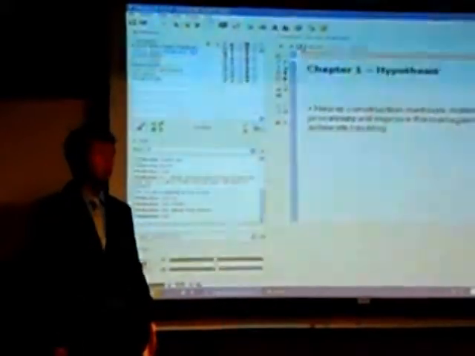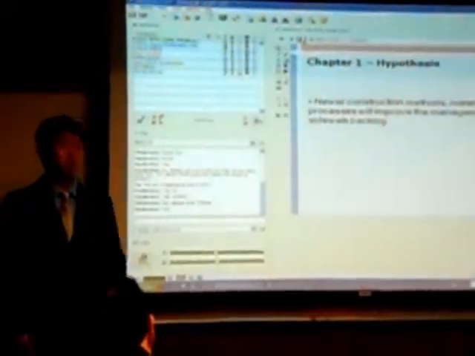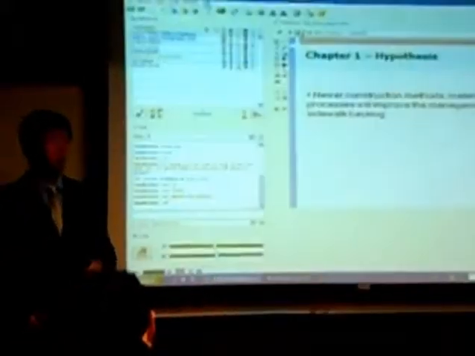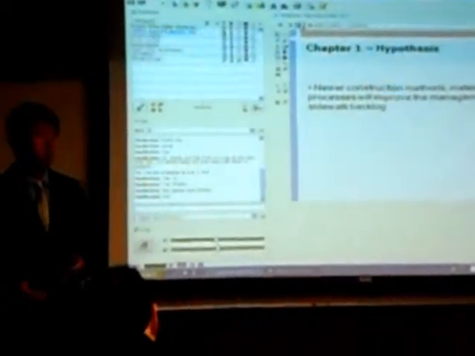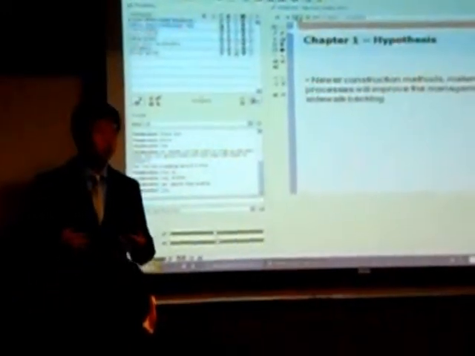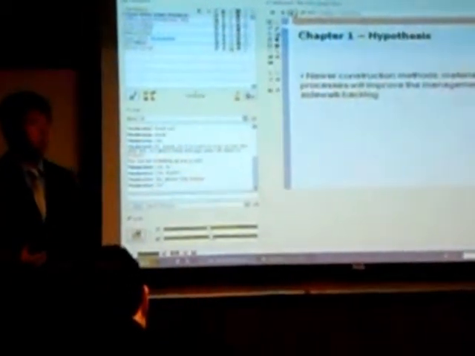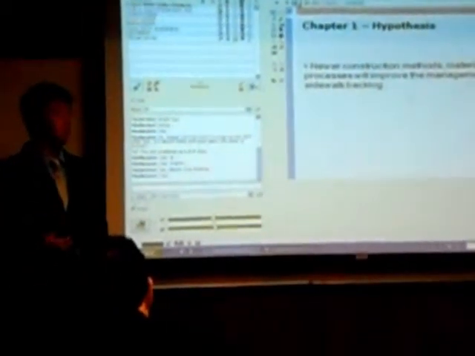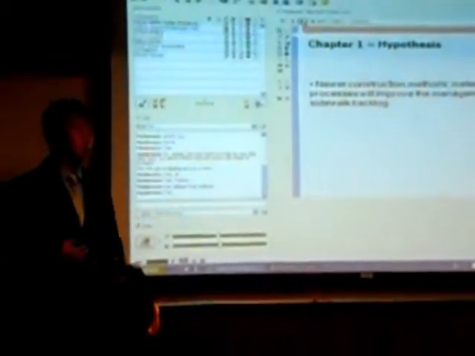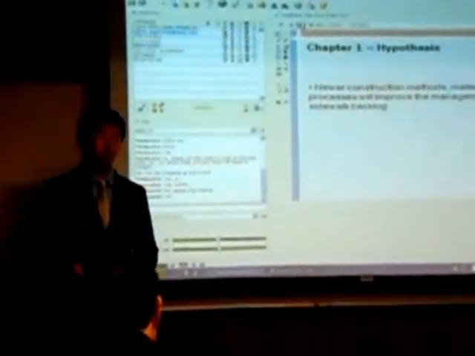The hypothesis of our project paper is that newer construction methods, materials, and evaluation processes will facilitate better engineered design that would be environmentally friendly and provide for the repair of sidewalk damage, while preserving the street trees.